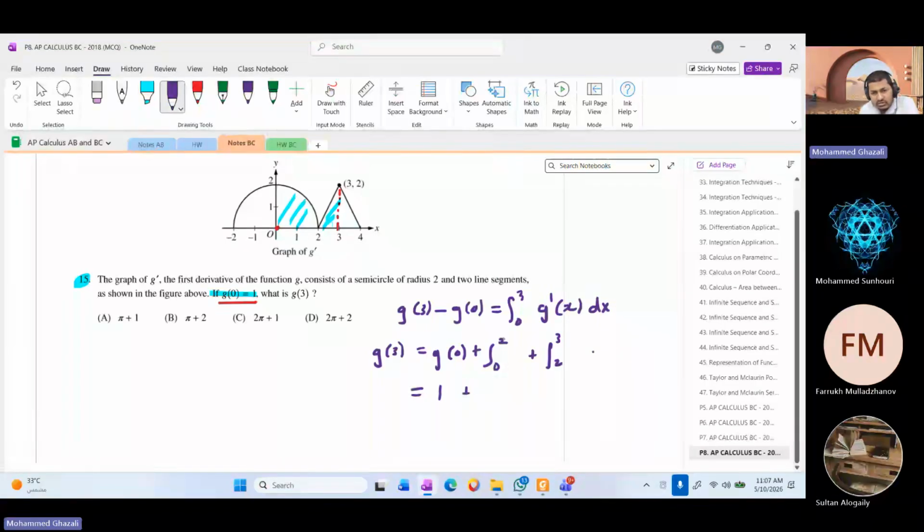0 to 2 is pi r squared divided by 4, where the radius is 2, plus half base times height. Base is 1. Height is 2. So that's 1 plus, 2 squared is 4, 4 over 4 cancels out, so 1 plus pi plus another 1.